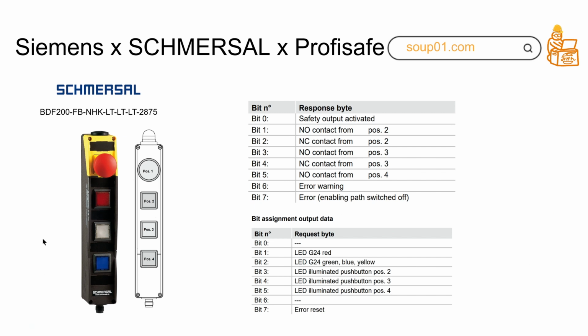safety box or the control box. Only the safety signal will be transferred with Profisafe, and also this E-Stop signal is transferred as Profinet with the non-safe data. You can use both sides.